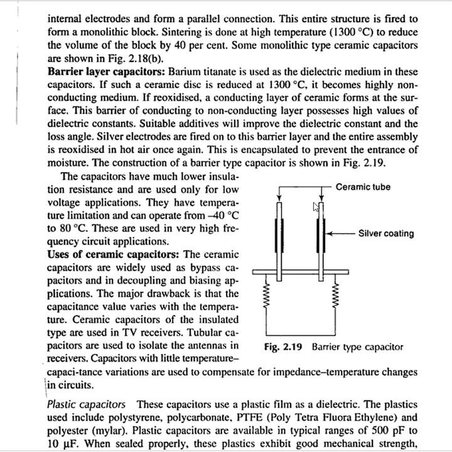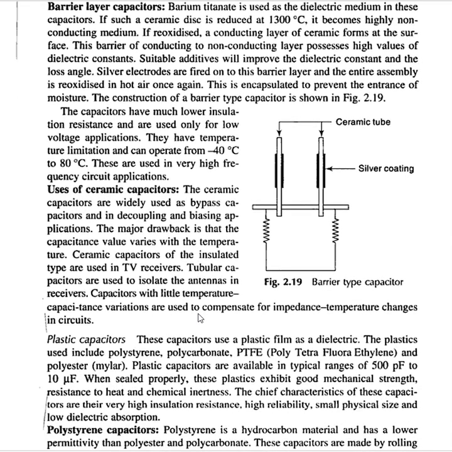Uses of ceramic capacitor. The ceramic capacitors are widely used as a bypass capacitor and in decoupling and biasing application. The major drawback is that the capacitance value varies with the temperature. Ceramic capacitors of insulated type are used in TV resistors. Tubular capacitors are used to isolate the antennas in receivers. Capacitors with little temperature capacitance variations are used to compensate for impedance temperature changes in circuits.